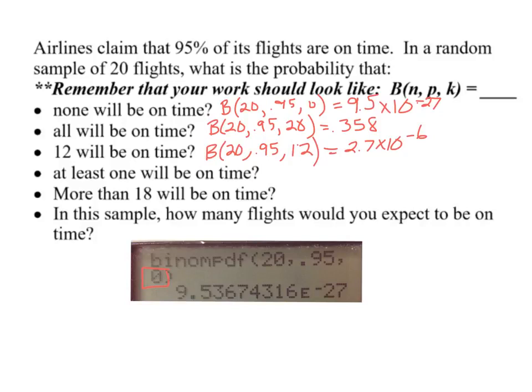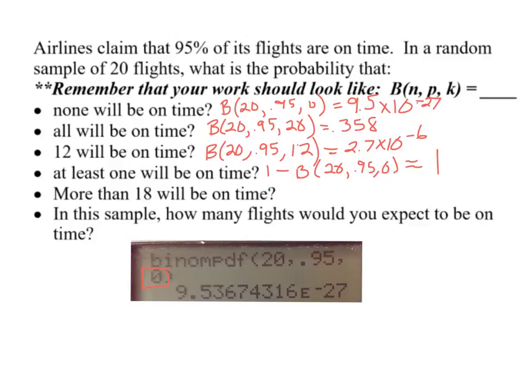At least one will be on time. Remember, at least one, we use complements. We do 1 minus the probability of none, which we calculated, of course, as our first thing. Now, in your calculator, it's going to do a round off. I'm going to put a little approximation. It's going to say that's essentially 1 because it's 0.999. It's 27 nines.